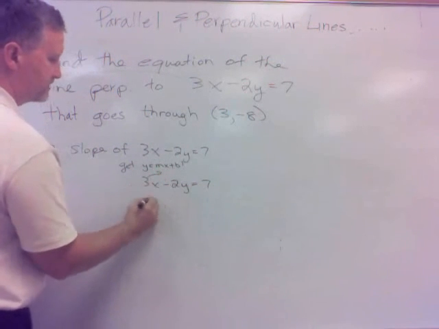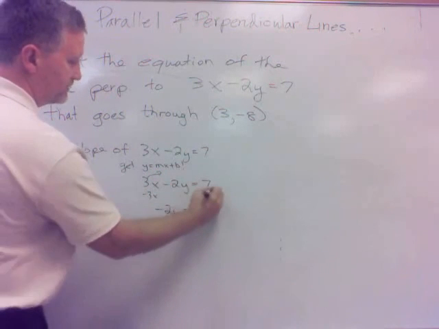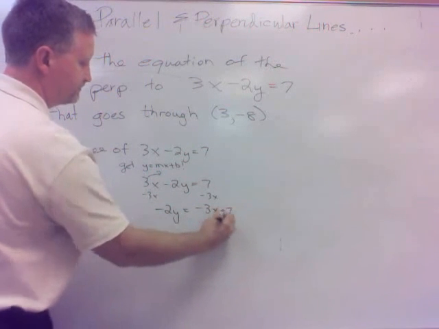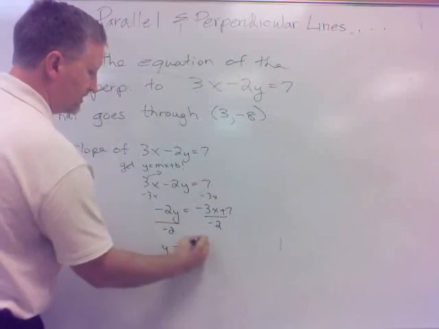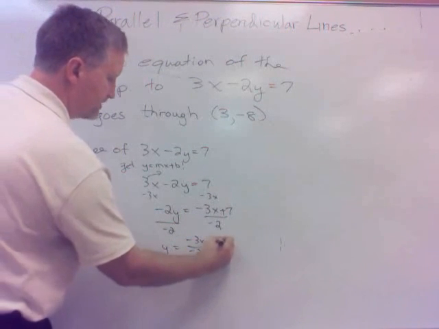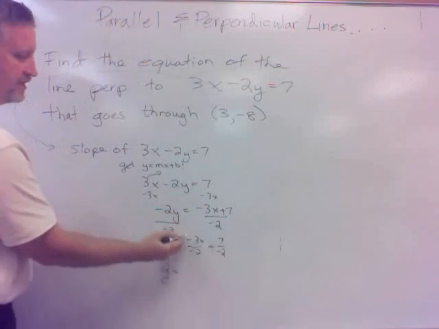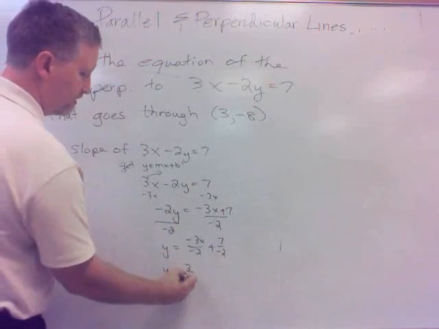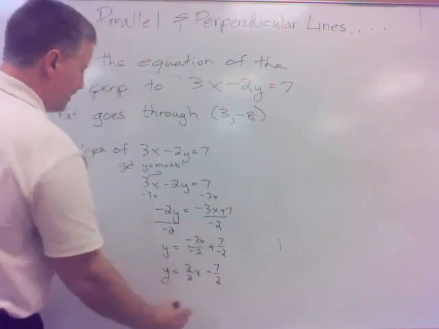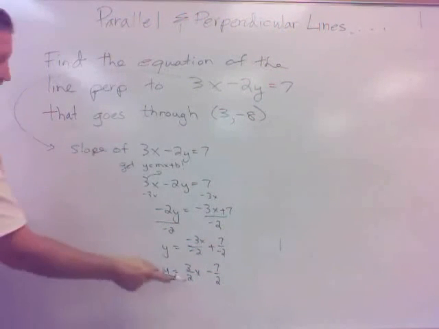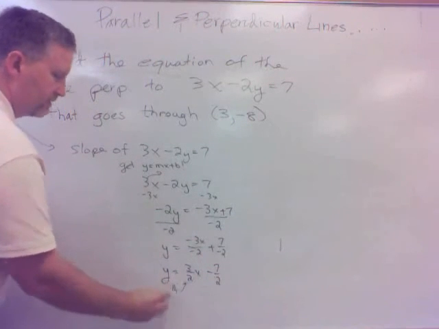Well, let's subtract the 3x. So I have minus 2y equals, and let's write that as minus 3x plus 7. And then divide off the negative 2. So that'll be y equals negative 3x divided by negative 2 plus 7 divided by negative 2. But all told, negative divided by negative is a positive, 3 halves x, then positive divided by negative is negative. So the y equals mx plus b for this is this. So there's my slope of this line.